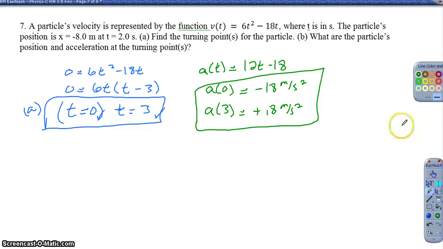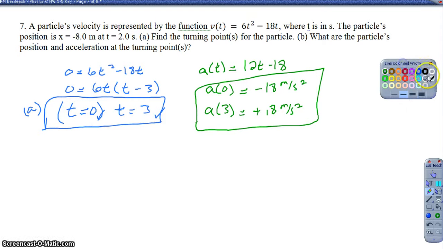Then we also want to find the position though, right? And that's the part that is a little bit trickier. So to find the position, if I have to find the position function, I need to do the integral of my velocity function. Well, to do the integral of my velocity function, I would increase the power and then divide by that new power.